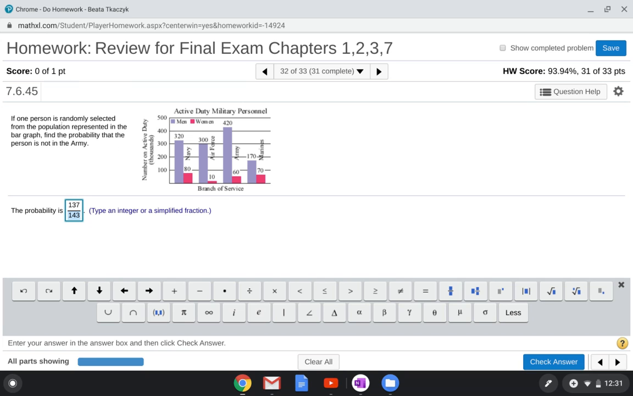Okay, let's just do this. If one person is randomly selected from the population represented in the bar graph, find the probability that the person is not in the army. Okay, let's just do the opposite. I'm going to add everybody except army, which is together we had 1,430 minus army, which is 60. So everybody without army is 1,370 over 1,430.